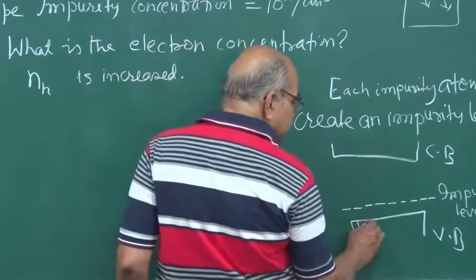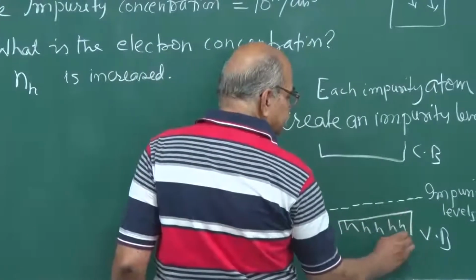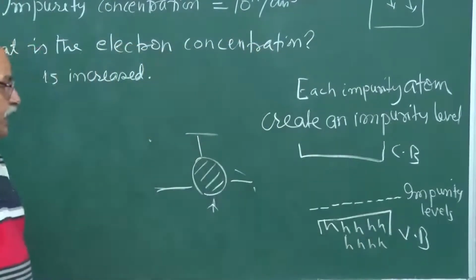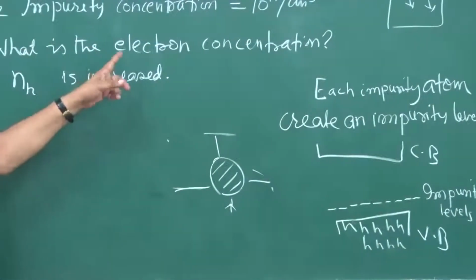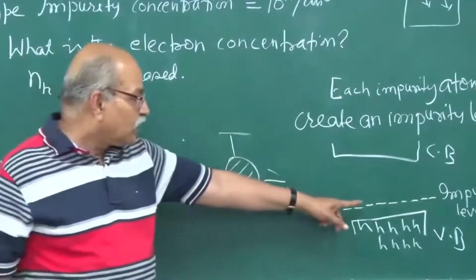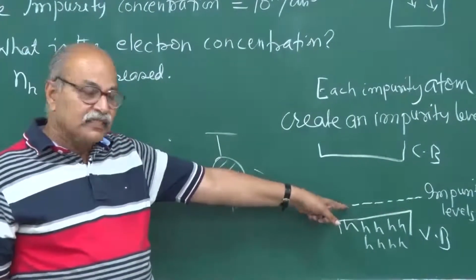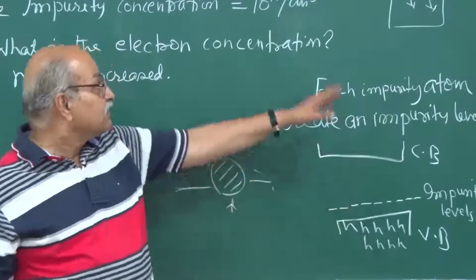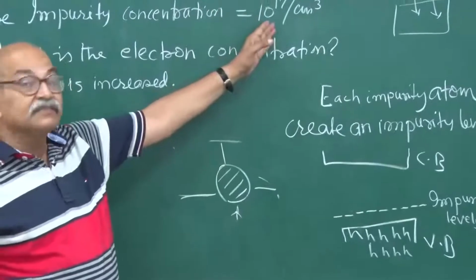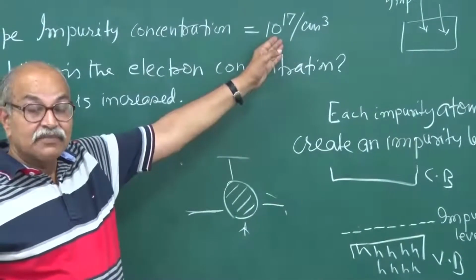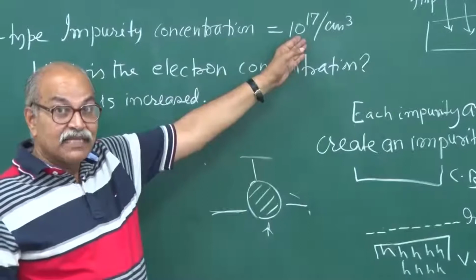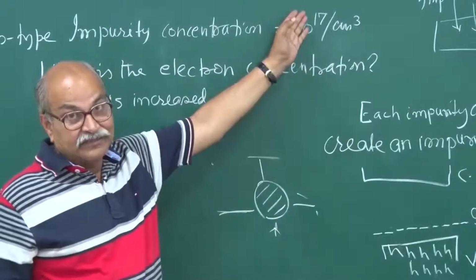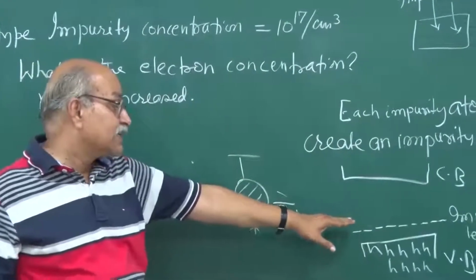So you have a large number of holes here. And since each impurity atom is creating one such level here, the number of levels, or the number of quantum states here, is the same as the number of these dopants per centimeter cube. And remember, when I say quantum state, there is spin up and spin down, so it will be double of this. Those many quantum states will be created here.